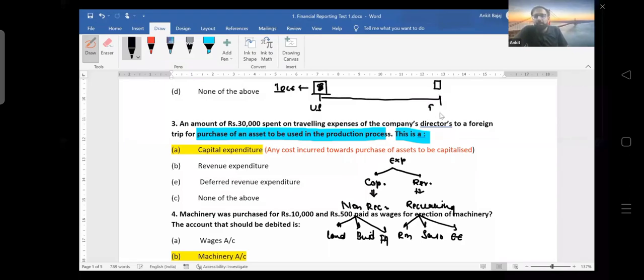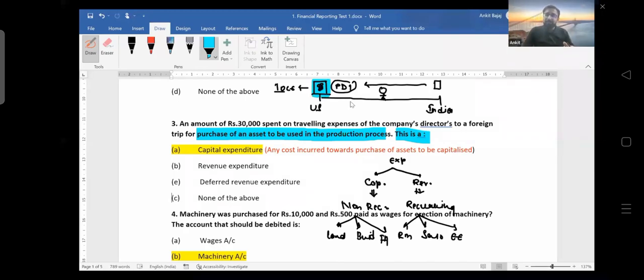Now, before the company will buy this machinery, what will the company do? The company will do the PDI of this machinery. What is PDI? Pre-delivery inspection. So the Indian company will be sending an engineer who will review this machinery, and he will check whether this machinery is working properly or not. Why will he review the machinery?